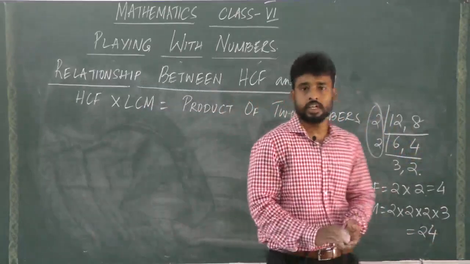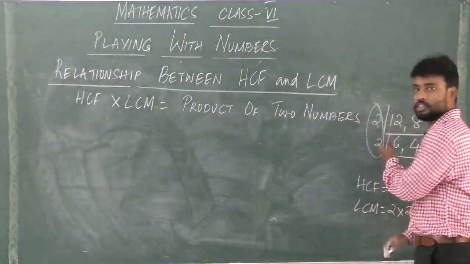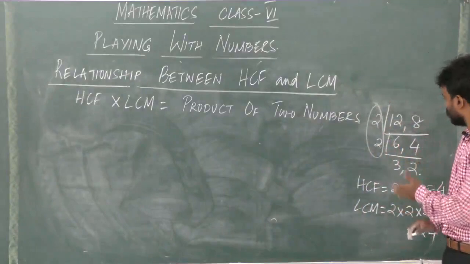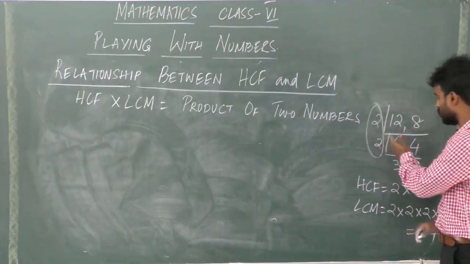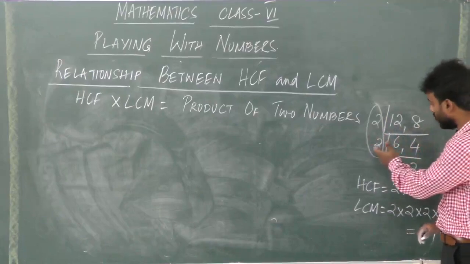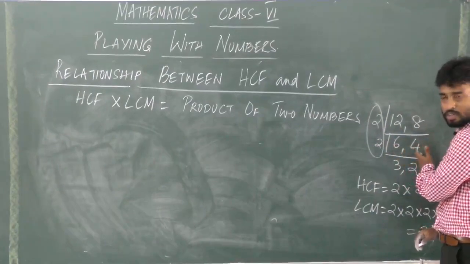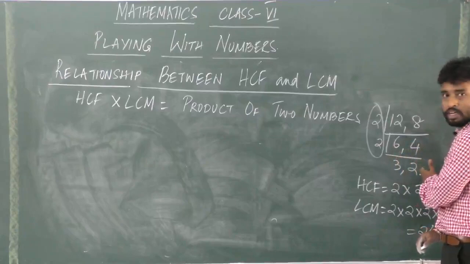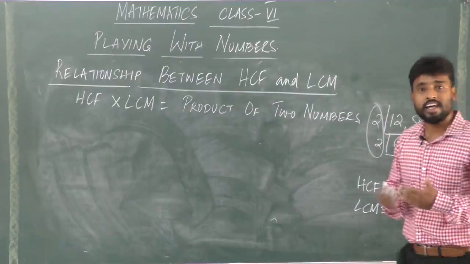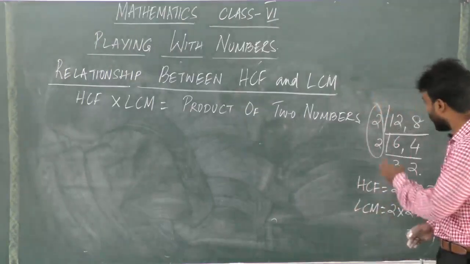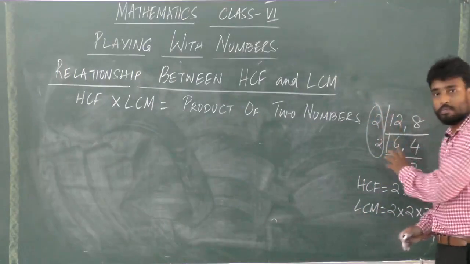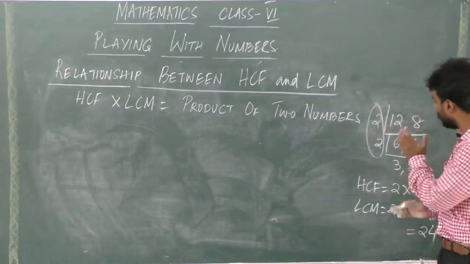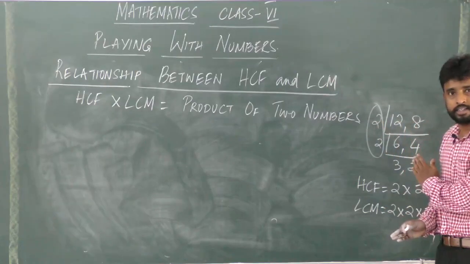I repeat, when we factorize 12 and 8 together, what we do is we take 2, which can divide 12 and 8 completely, so we get 6 and 4 here. 2 again can divide 6 and 4, we get 3 and 2 here. So we know that SCF is what? It is the highest common factor. So the highest common factor will be 2 into 2, because these are the only numbers which can divide both 12 and 8.